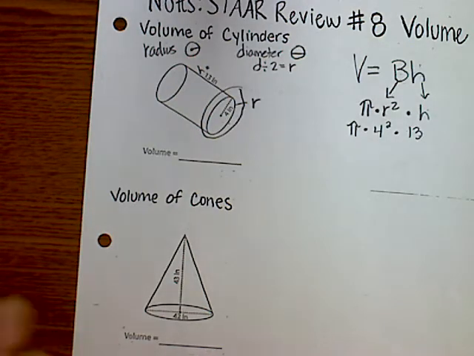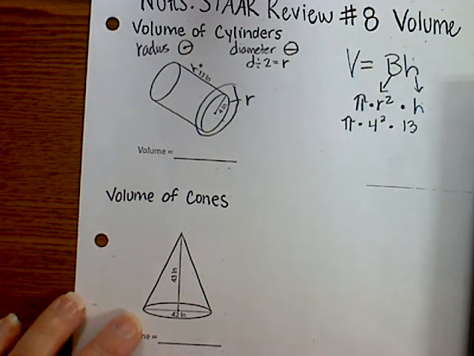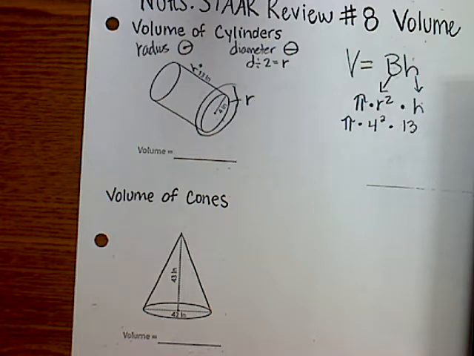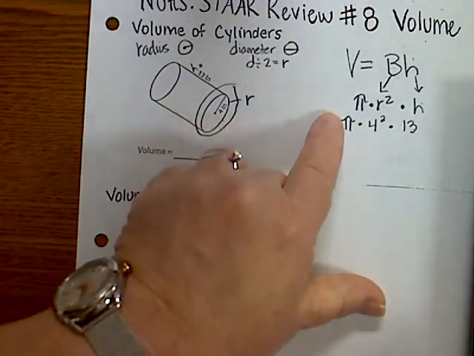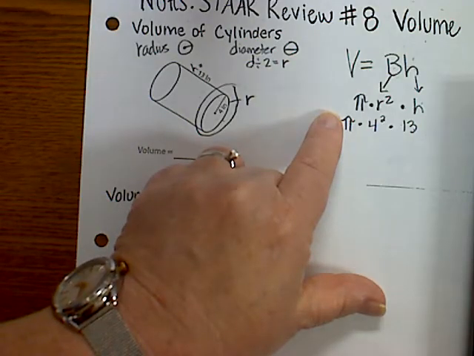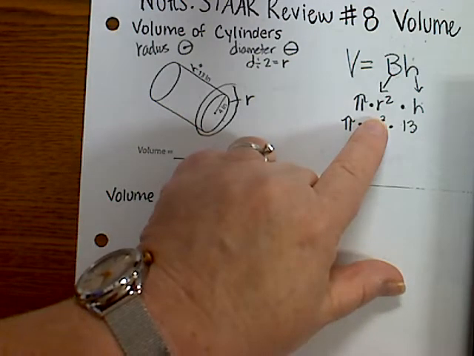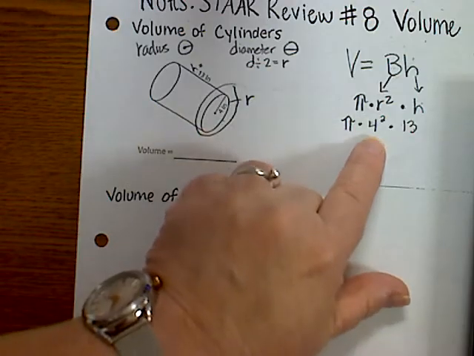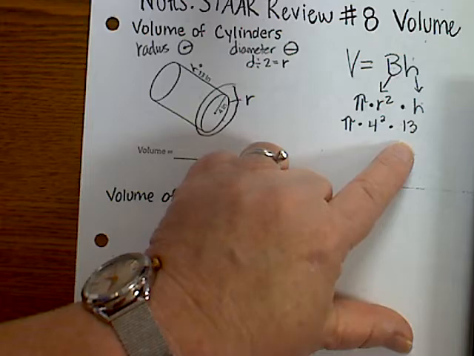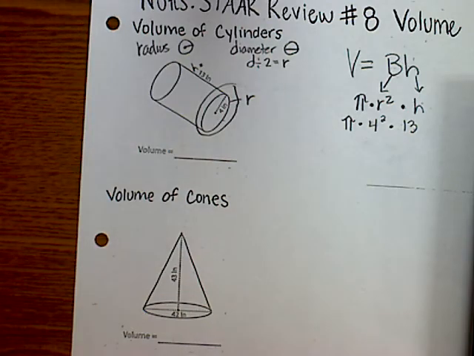Every problem. I don't want to see you skip steps. I want it written down. And yes, I can have you write it down, okay? That is part of your grade. So, I'm going to hit second and pi, and I am going to put times my R, which is 4 squared, times 13, and I am going to hit enter.